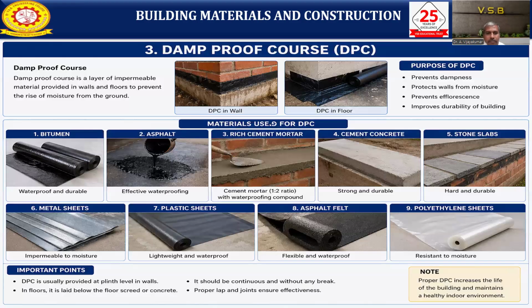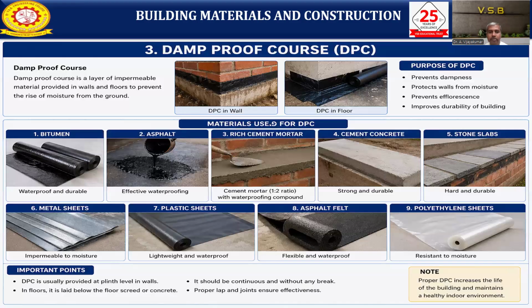Apart from that, we can use different types of sheets. Metal sheet is impermeable to moisture. Plastic is lightweight as well as waterproof. Plastic sheet is flexible and waterproof. Polythene sheet is resistant to moisture. So these are the materials commonly used for damp-proof courses to prevent the rising of moisture from the ground level.